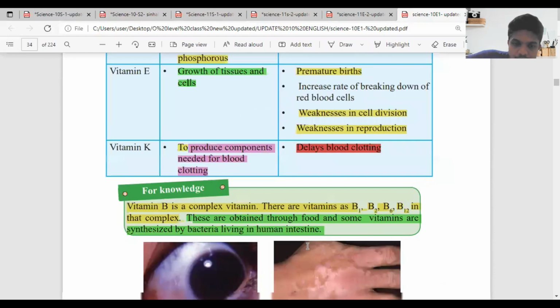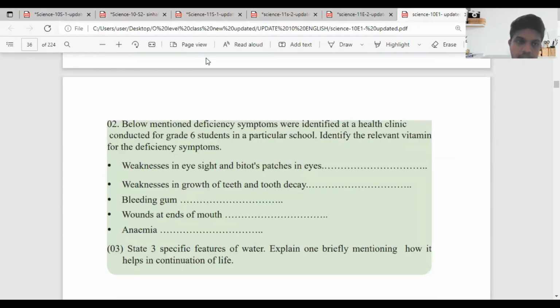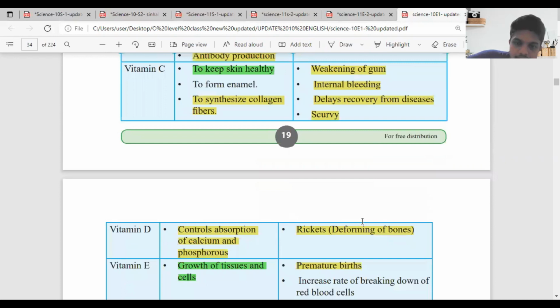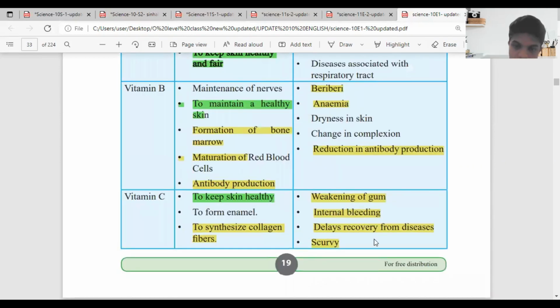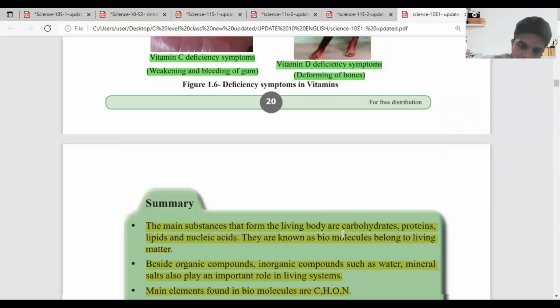So as they ask, weakening the growth of teeth and tooth decay. Weakening of the gum is also a property of that, also caused by that. Internal bleeding, decay, delay in healing of wounds, and scurvy disease. Okay, good. Next one, Danu.